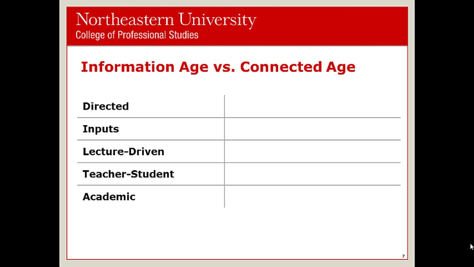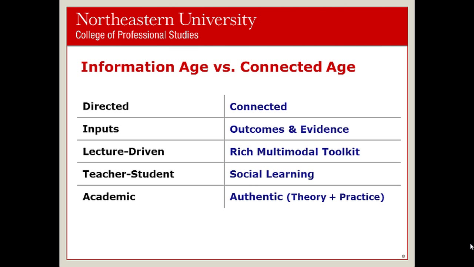Now let's compare that with the connected age. In the connected age, as Diana says, knowledge is everywhere. And because knowledge is everywhere, learners need mentoring and guidance in how to access, evaluate, and use it. We're also no longer just responsible for what we tell people. We're also responsible for what people learn.